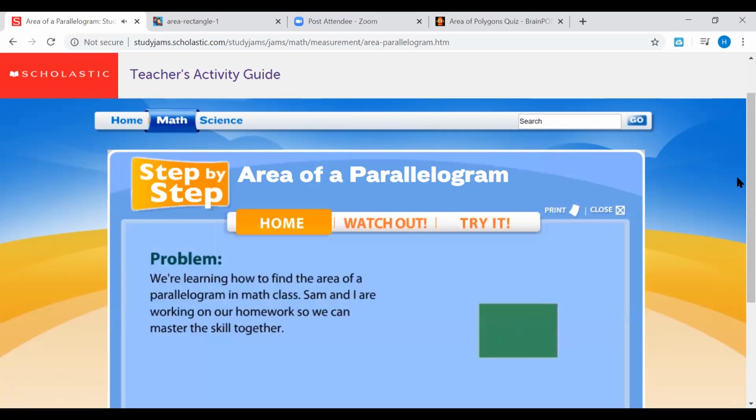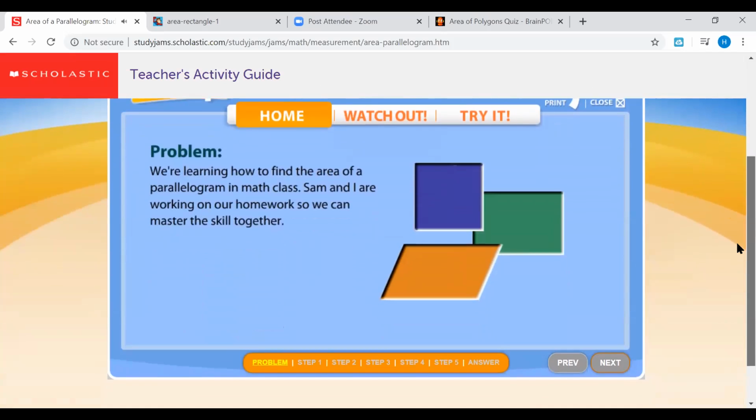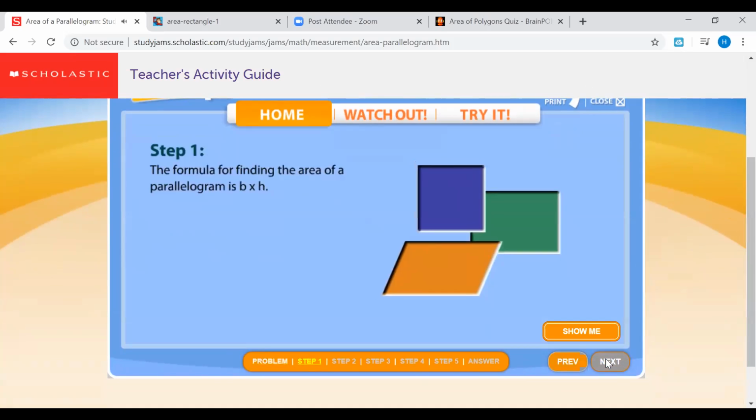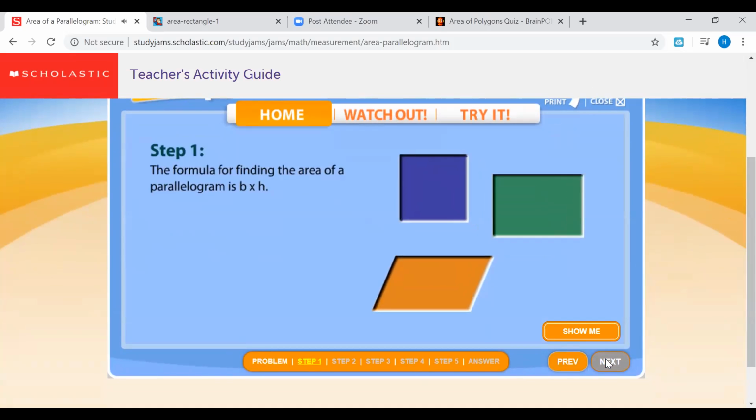We're learning how to find the area of a parallelogram in math class. Sam and I are working on our homework so we can master the skill together. First up, let's get familiar with the formula for finding the area of a parallelogram. It's base times height. Remember, this formula will work for all parallelograms, squares, and rectangles. The base is the horizontal line. The height is the vertical line.